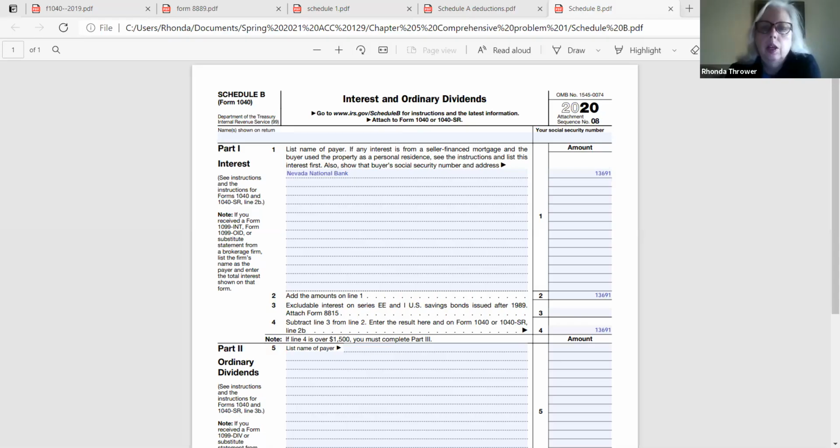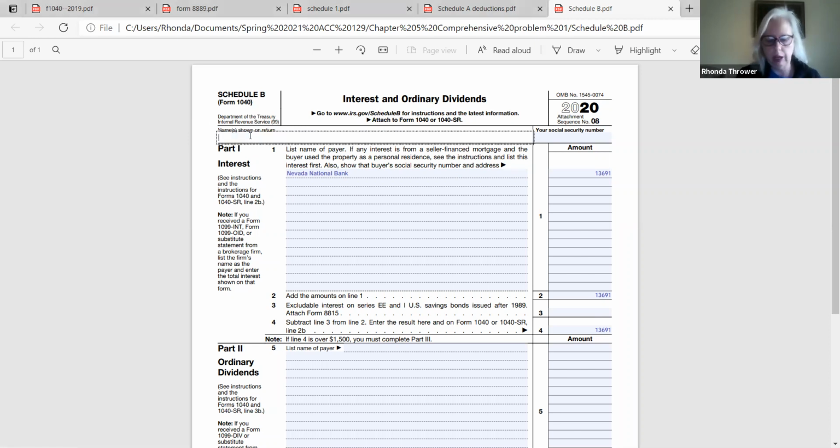Hi class, today we're going to be looking at Chapter 5, Group 4, Comprehensive Problem 1. And you should be able to see Schedule B. In this problem, we're going to be John Williams, and according to the first paragraph, John Williams has some interest on a savings account. And that interest on the savings account would be recorded on this Schedule B.